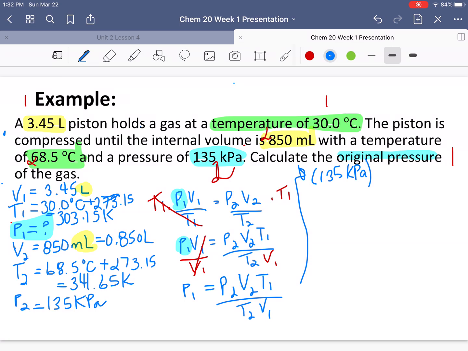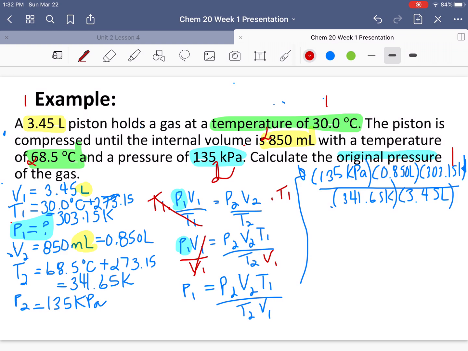And our second volume, don't forget to use what you changed, 0.850 liters, that's important. And our initial temperature here is 303.15 Kelvin. That entire top thing, all of that has to be divided by the second temperature, which is 341.65 Kelvin, times our volume that we started with, V1, 3.45 liters. Like I said, don't lose sight of checking out the units there.